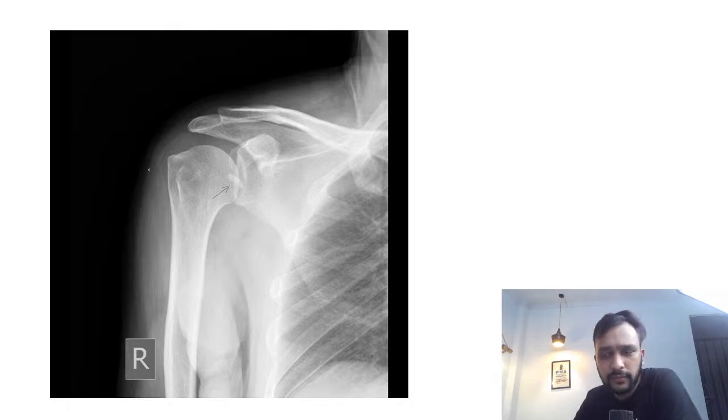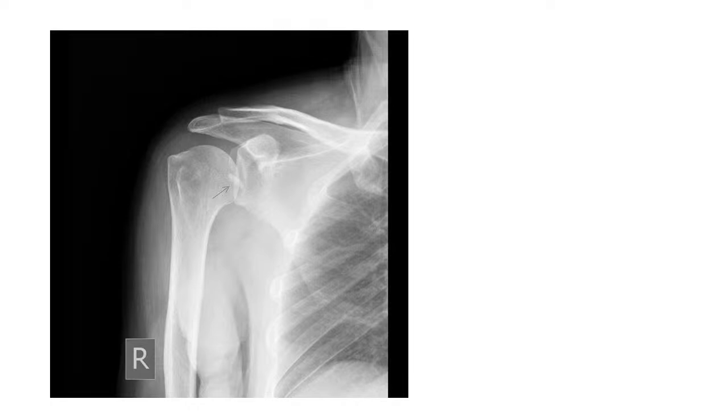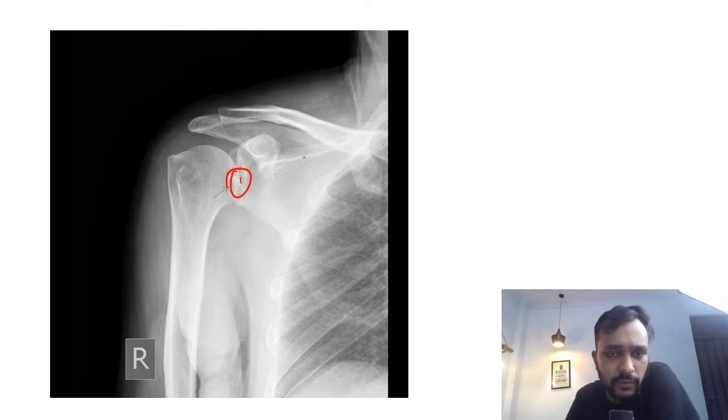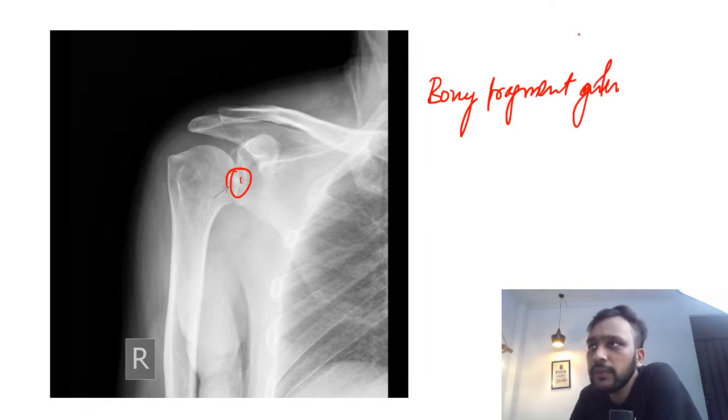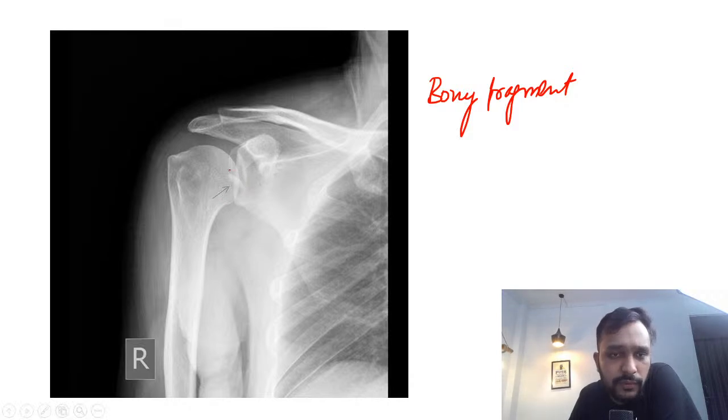So again, coming to another x-ray. Guys, what are we seeing in this x-ray? What are your observations? Anyone who can tell me? Okay, so in this image, we can see that there is a bony fragment lying within the glenohumeral joint space. This can likely be due to a fracture within the head of the humerus.